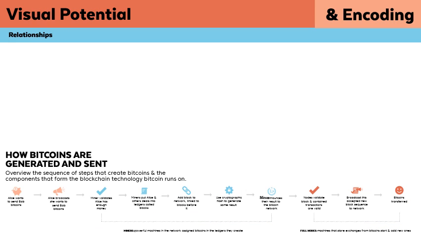Relationships have the visual potential to communicate connections between things or people in the real world using connections through shapes or icons or text, and they can help show how different things are connected or associated with each other. For my relationship display, I have opted to show visually how bitcoins are generated and sent within the blockchain network.